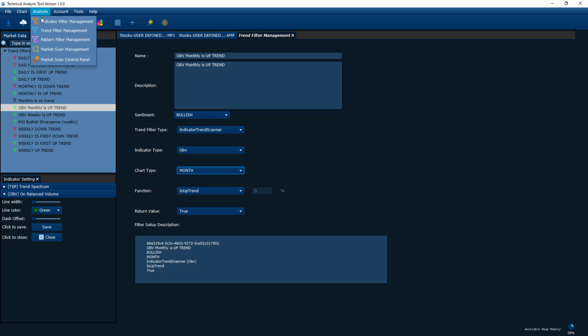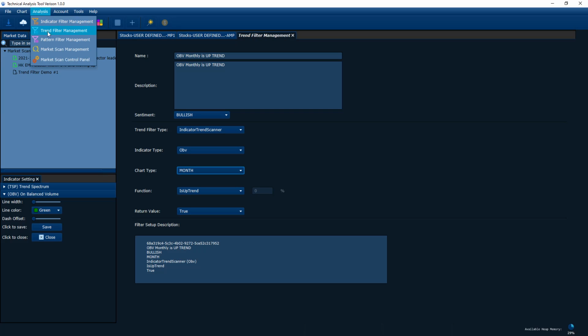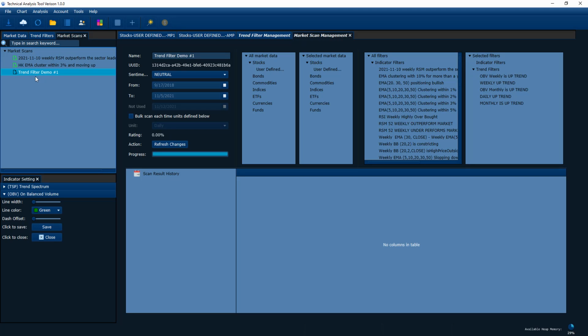So let's create a scanner. When you create a scanner, you go into market scan management. We already created a trend filter demo one. In here, there are some settings. For the sentiment, you say it's bullish type. Basically, you want to select the market data. At the moment, I've uploaded the Australia share market, user defined, so I'm getting it from my own broker data instead of downloaded. So that's the data. I want to double click from here, and it goes to the selected market data. I'm going to do the scan on this market data.